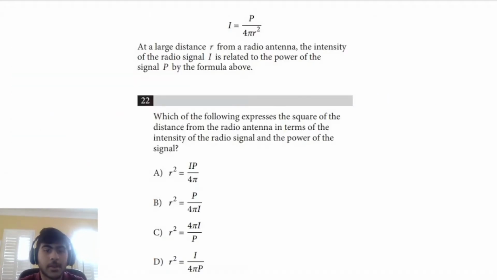Let's keep going. Problem number 22. At a large distance r from a radio antenna, the intensity of the radio signal I is related to the power of the signal P by the formula above, where I equals P over 4 pi r squared. Which of the following expresses the square of the distance from the radio antenna in terms of the intensity of the radio signal and the power of the signal?